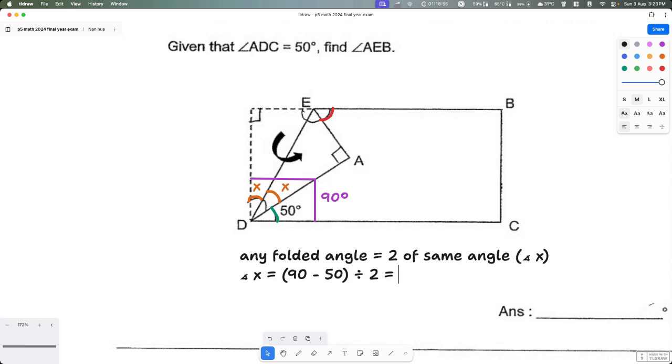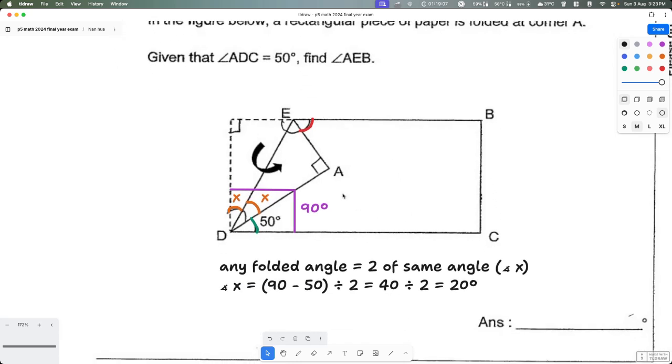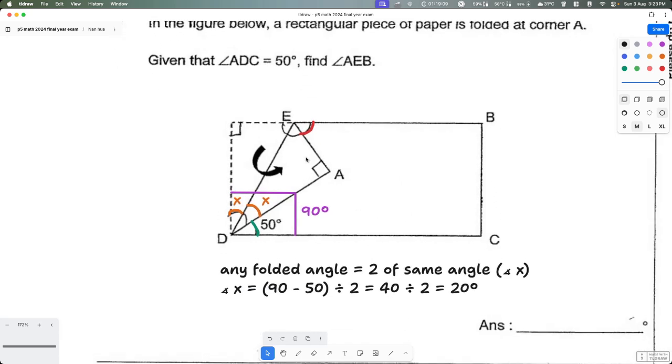So 90 minus 50 is 40, and then divide by 2. Okay, and then this will be 20 degrees. Yep, is equal to, correct. All right. So now we know the angle X is 20 degrees. Then the next part is we still got these two folded. So let me draw another green, sharper green. Yeah, I should. So I'll put the 50 as this.